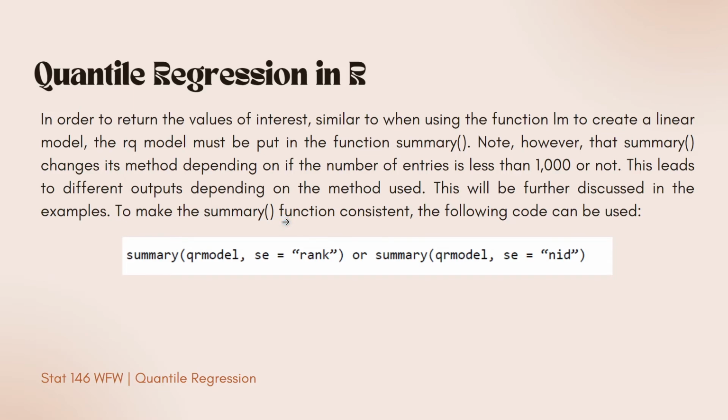And then to make the summary function consistent, so para same yung makukuha mong confidence interval or same yung method na gagamitin sa pagkuha ng confidence interval mo, pwede mong iset yung method na gagamitin ng summary function. So the following code can be used: summary(qr_model, se = "rank") or se = "nid".